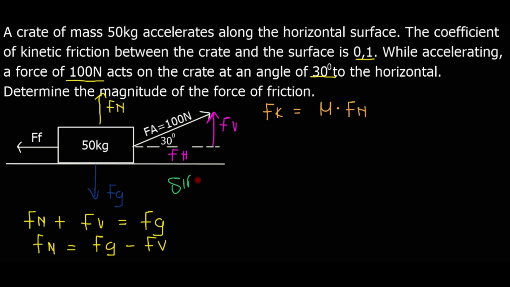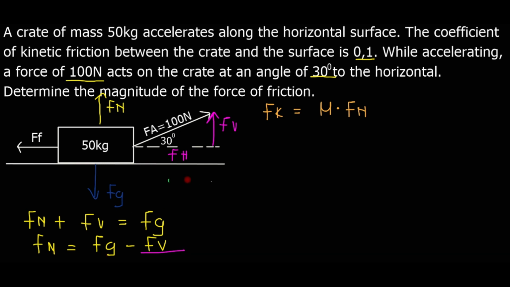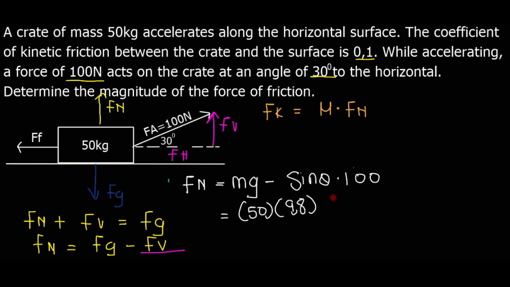Re tseba gore sin theta is opposite over hypotenuse. This is Fv and then over 100. So Fv is sin theta times 100. So now because re na le fv re la gore ke tlo substitute here and then recalculator fn. So I will say fn e lekana le fg, remember le lekana le mg, and then minus fv re le ke sin theta times 100. So mass ke 50 and then gravity is 9.8 and then minus sin 30 degrees times 100. So it will fa gore ke 440 newtons.